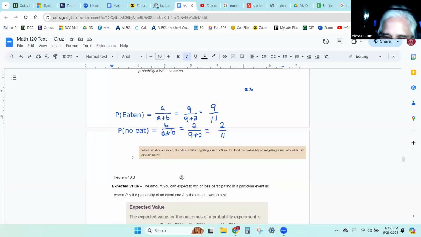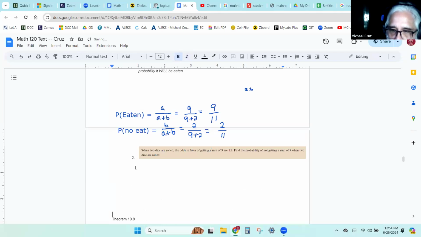When 2 dice are rolled, the odds in favor of a sum of 9 are 1-8.